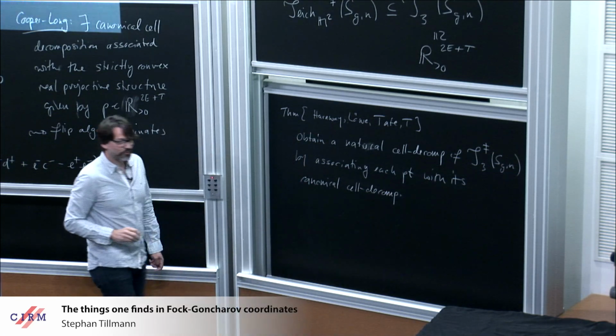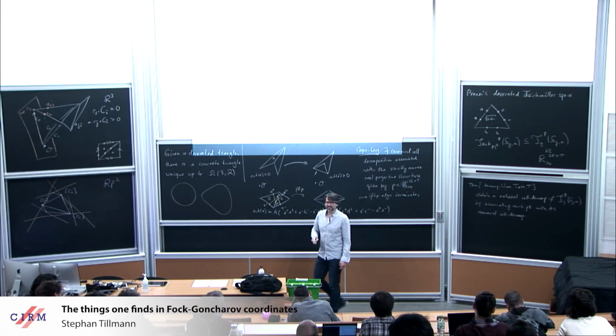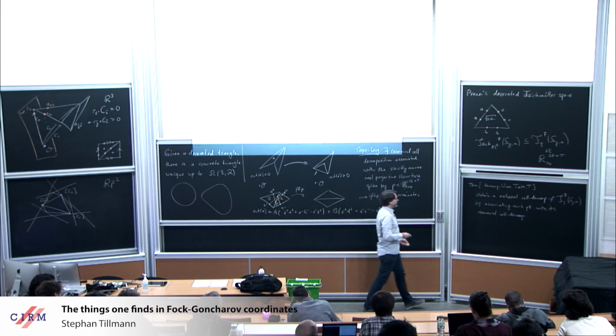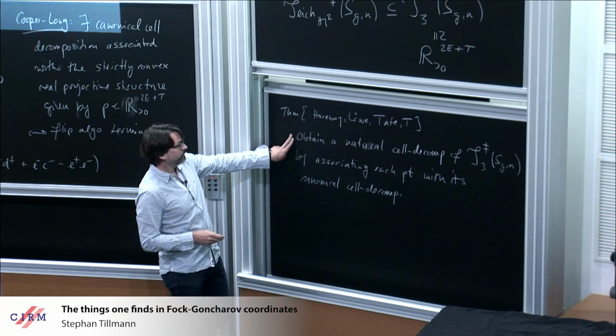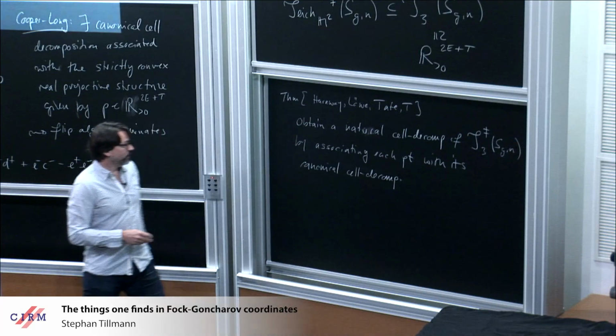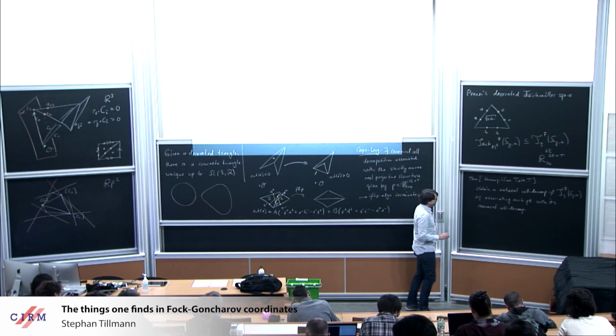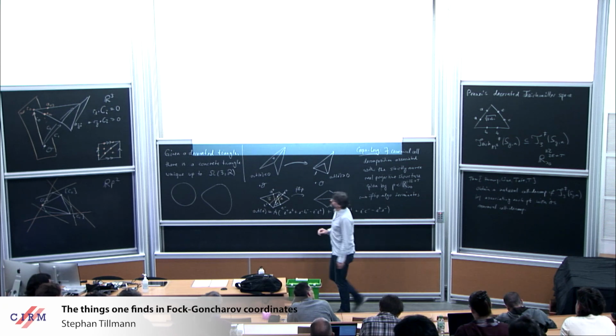So there's sort of two different cell decompositions here, right? There's a cell decomposition of the actual surface with a given structure, and then there's a cell decomposition of the whole moduli space, which is here. Okay. And the proof is kind of fun. I mean, so there's special points here.